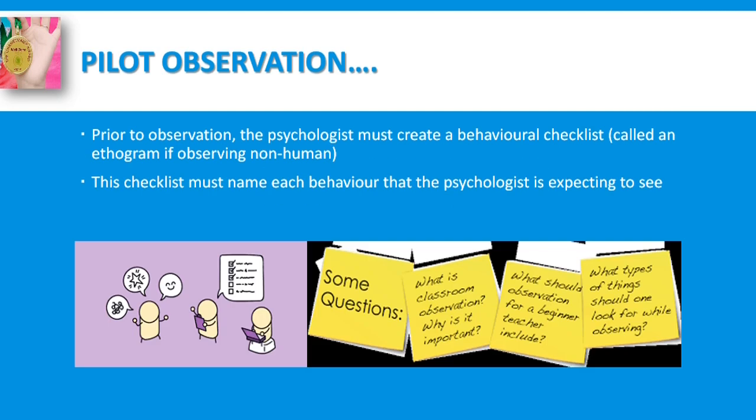So prior to observing, the psychologist must create a behavioral checklist, called an ethogram if observing non-humans. This checklist must name each behavior that the psychologist is expecting to see. The checklist must be tested before the main observation to ensure that all potential behaviors are covered and the observer can use the checklist successfully. So this is called the pilot observation.